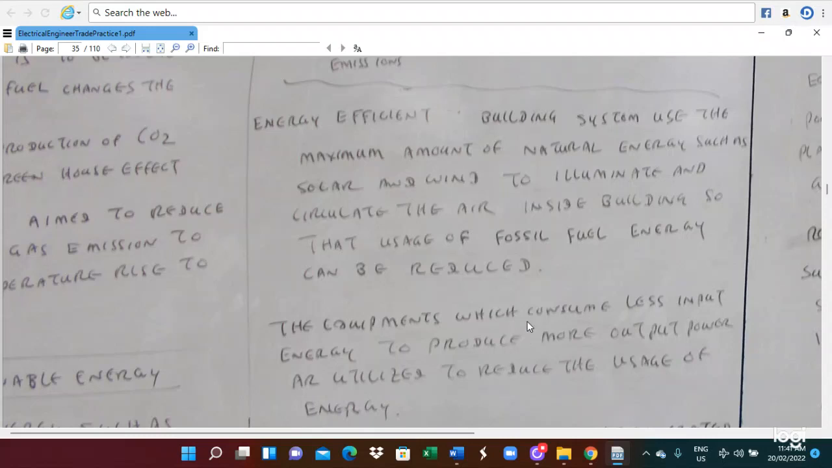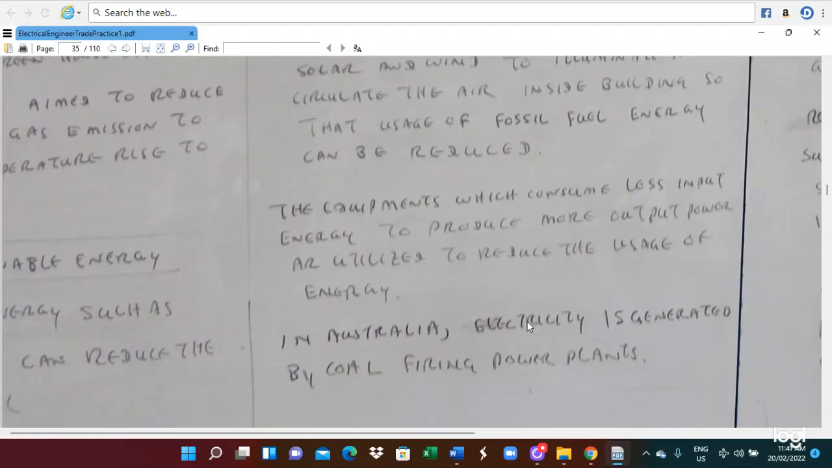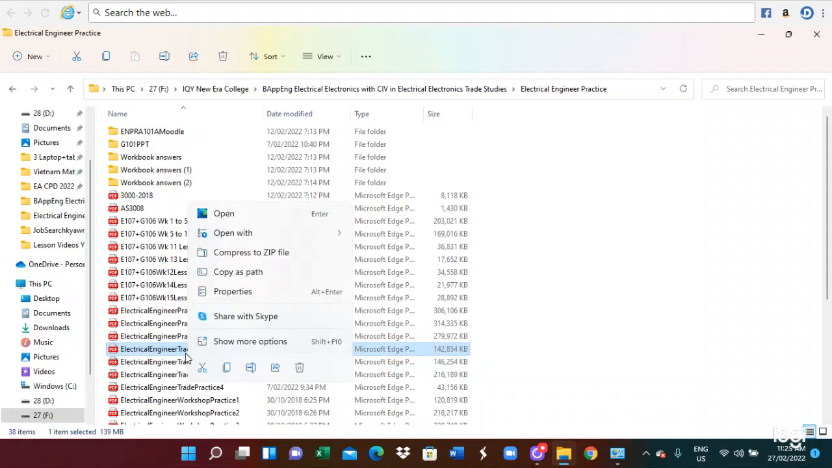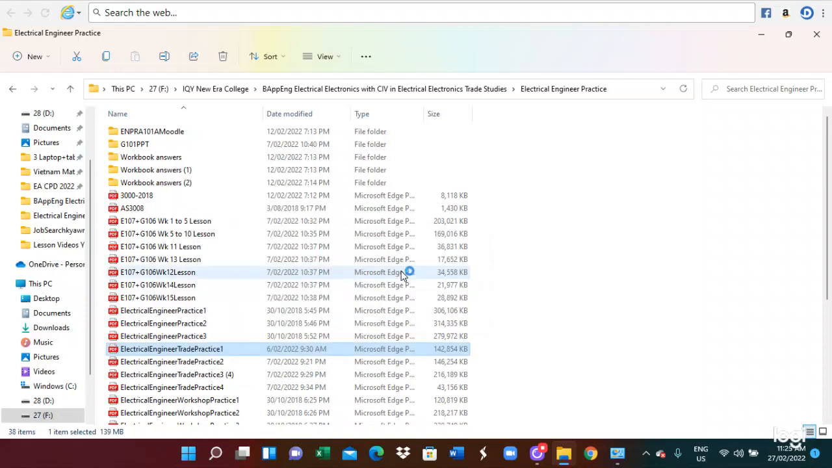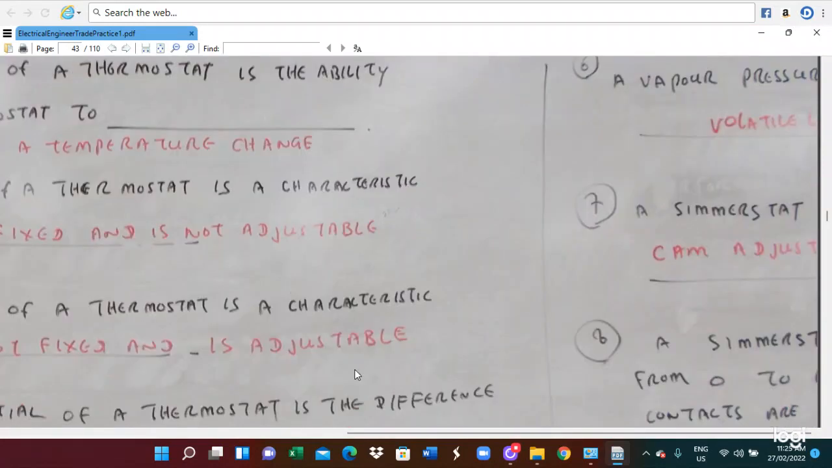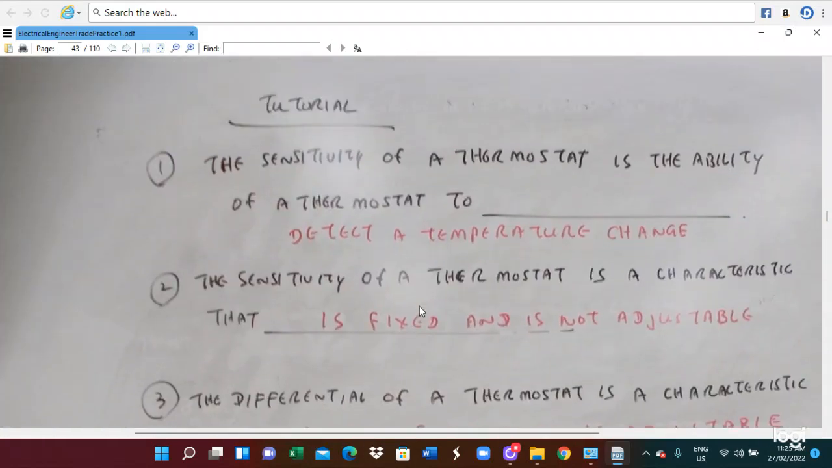Equipment which consumes less input energy is preferred, so we replace with less energy usage. When we talk about electrical trade tools, we also refer to Electrical Trade Practice One, page 43, for the higher level trade students.